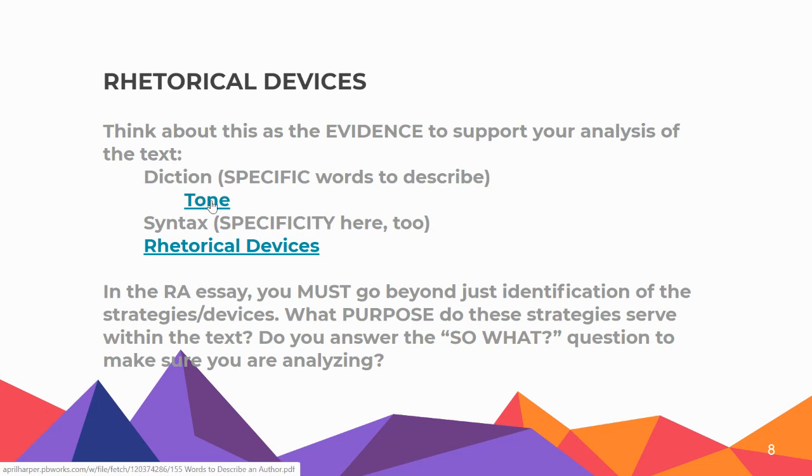There's a great link here to a bunch of tone words. Syntax, again, both of these you want to be specific. All writers use diction, all writers use syntax. So you want to put an adjective before that, right? Emotionally loaded diction. Or I would say something like parallelism or elongated sentences, right, instead of syntax.